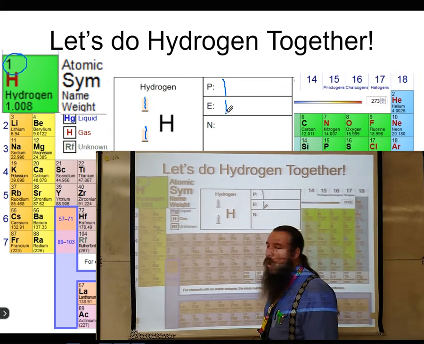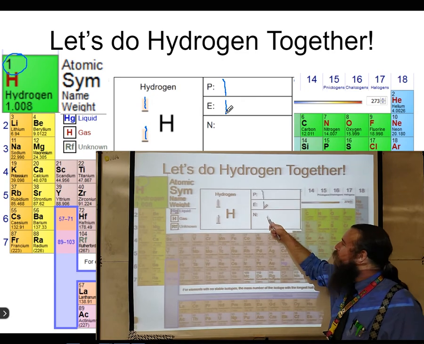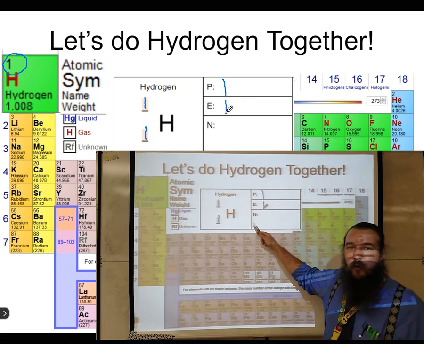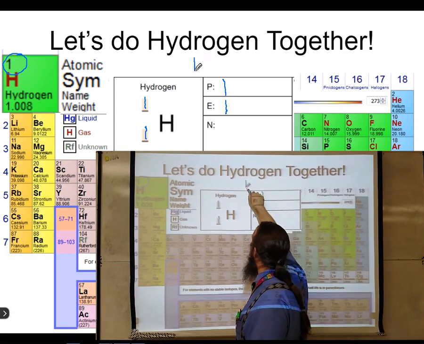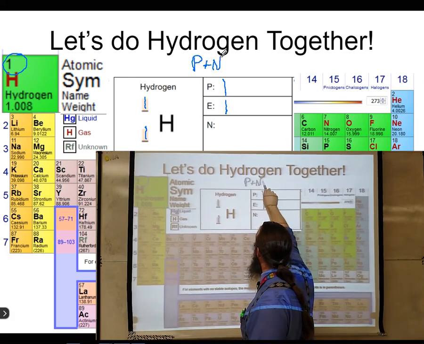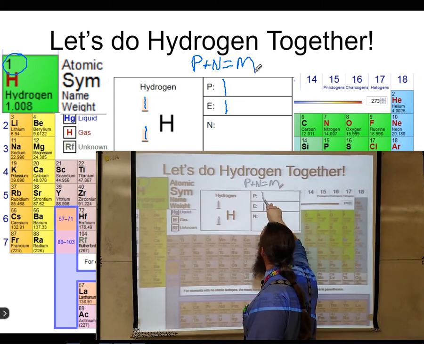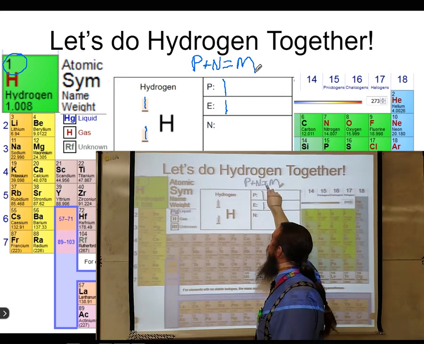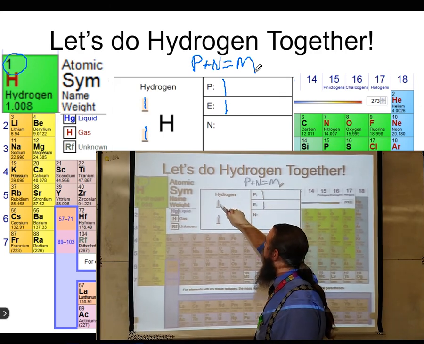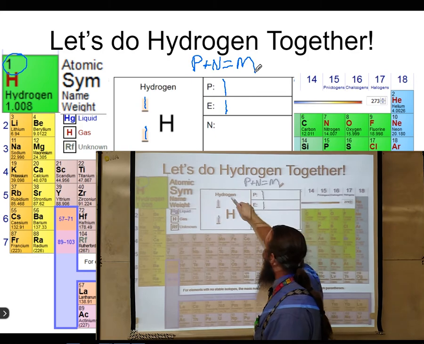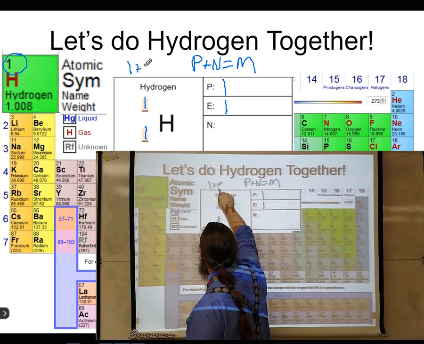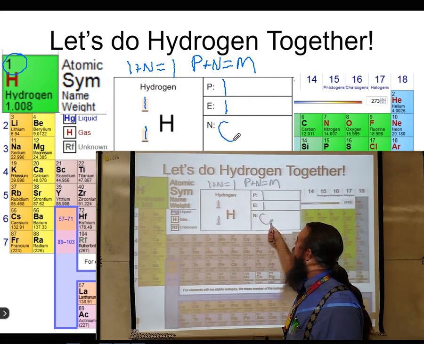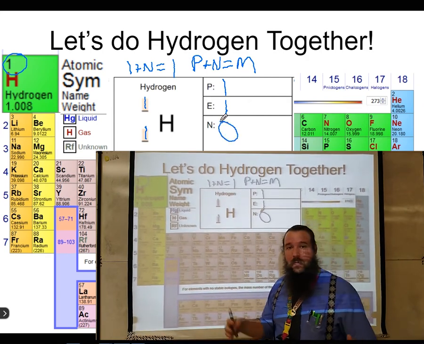The atomic mass is also one, and I know you're like, oh, but it's one. No, remember, the atomic mass is protons plus neutrons. So we have protons plus neutrons equals the atomic mass. We've got one proton, we've got a mass of one, so if we had any neutrons, the atomic mass would be higher. Because one plus neutrons has to equal one, we can't have any neutrons, so that's a zero. That's a zero. And that's all you have to do.